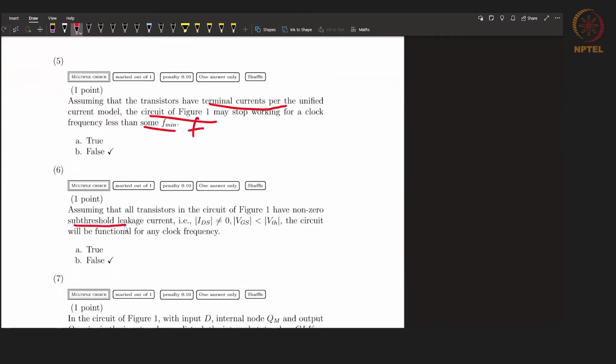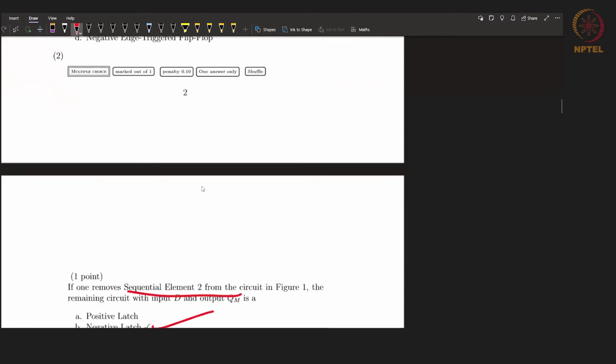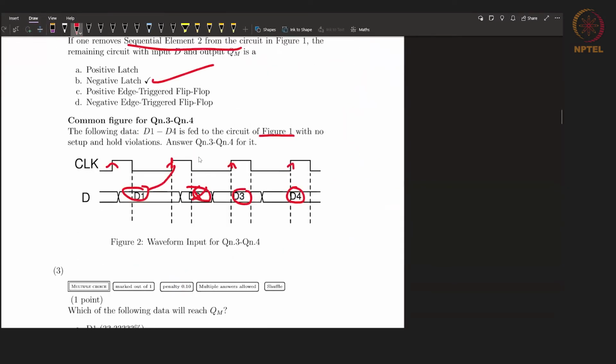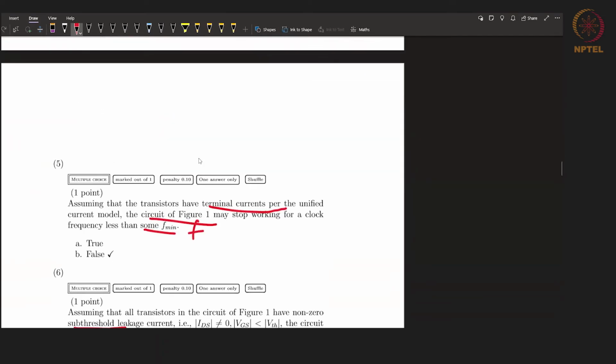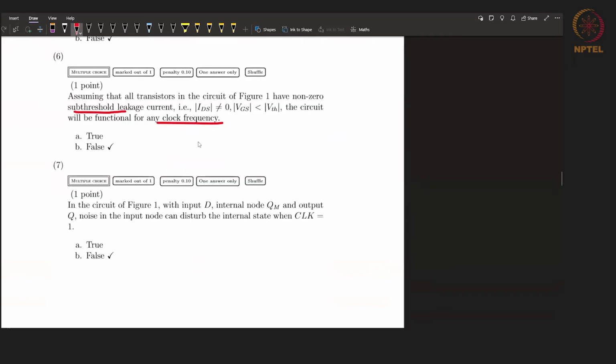But when there is a subthreshold leakage, you cannot operate at any clock frequency. You need to operate at greater than a certain frequency. Otherwise, this particular node over here will leak and discharge. Let's say one was there, it will leak through this transistor path, and it may become zero over time. So if it is very, very slow, let's say 1 hertz, it would leak all the way and become zero before the next edge comes, right? Therefore, when there is subthreshold leakage, you cannot operate at any frequency.